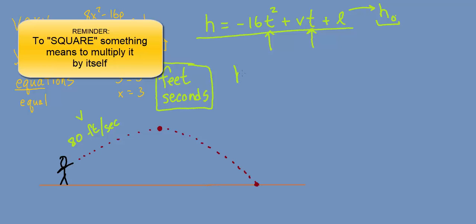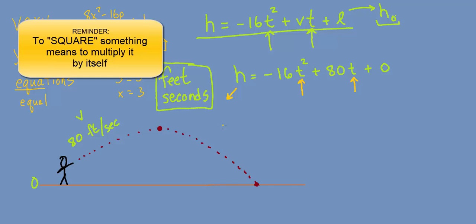So the height, we could say, is negative 16, that's the force of gravity, times the time that's gone by squared, plus the velocity I threw it at, which is 80 feet per second, times the time again, plus the height that I threw it from. If I threw it from ground level, I started at 0, so that's just a 0. L is 0. So you see how there's just two variables here. And if I input a time, this will output the height at that time.